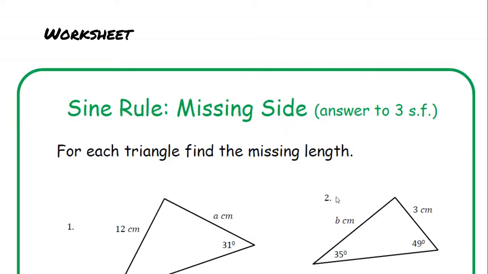Okay, so the final task for this week will be working on a worksheet. The worksheet's been uploaded, and I just want you to work through it and come up with some answers for it. It's all using the sine rule to find the missing side or finding the missing angle. So have a go and good luck.